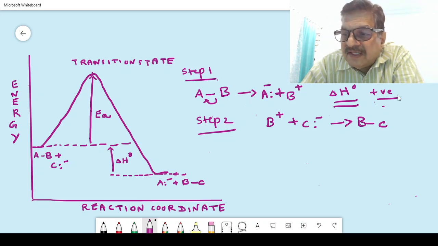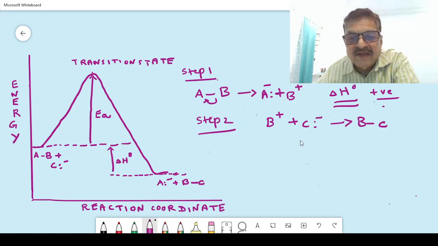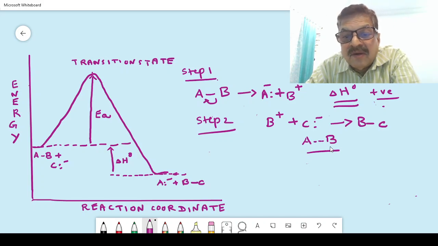Okay. Now the transition state: the AB bond will be partially broken here. That is the first thing. The AB bond will be partially broken in step 1.